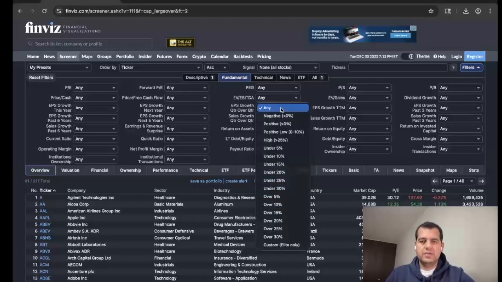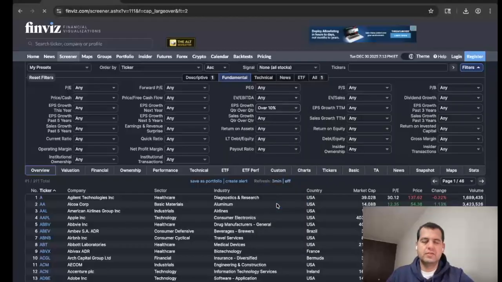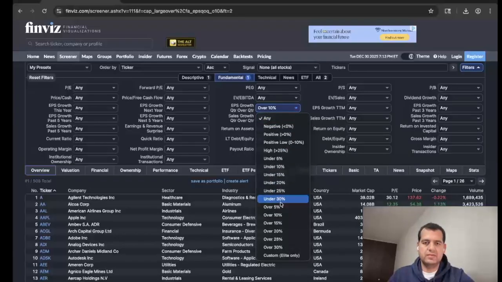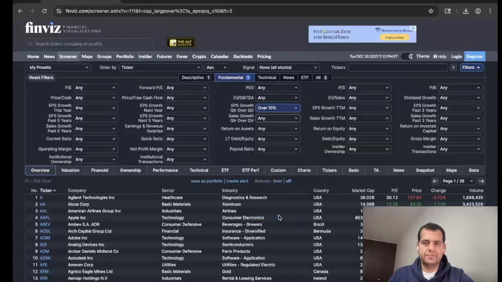So I like this EPS growth quarter over quarter, that is basically above 10%. What it is saying is we are selecting the companies whose earnings per share growth, based upon their recent quarter, was 10% higher than the previous quarter. And if they are growing organically, their sales should also be growing 10% or higher to support that earnings per share growth. So for sales growth quarter over quarter, I like to also select 10% or higher.